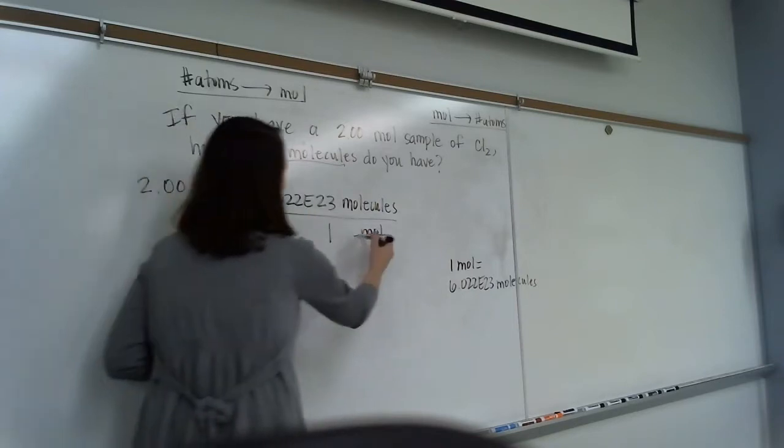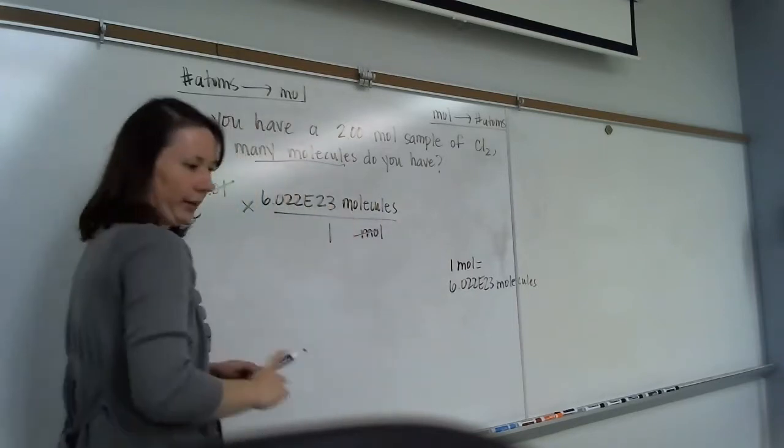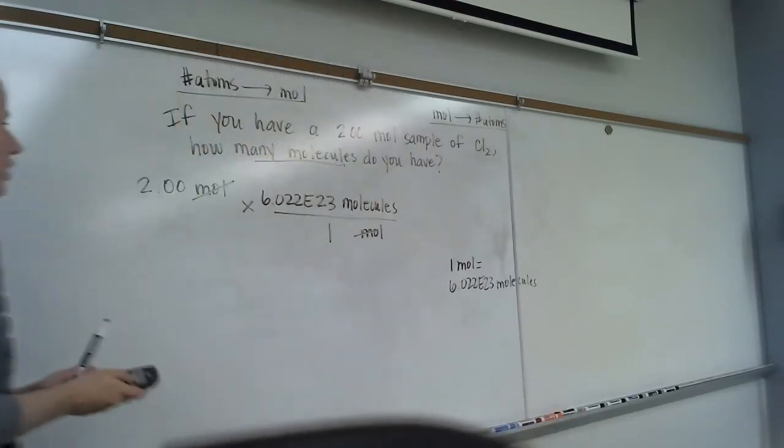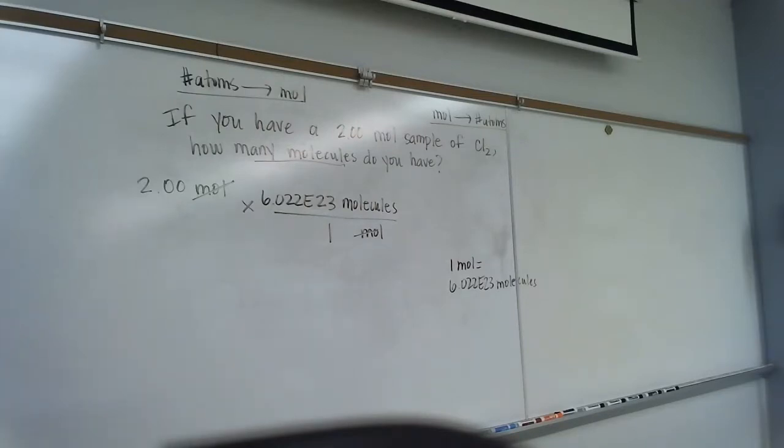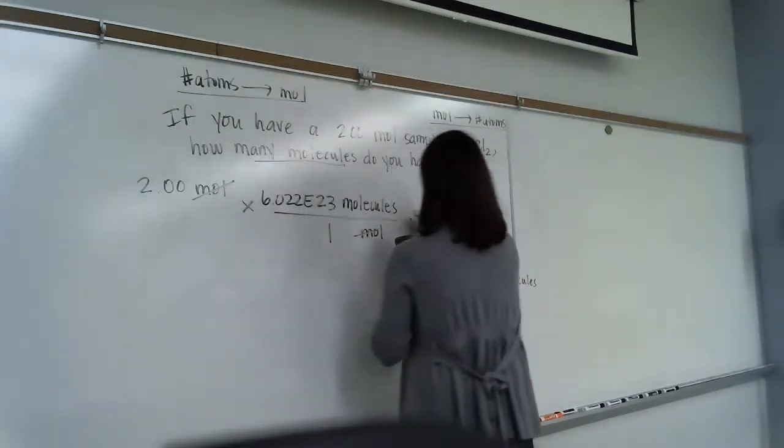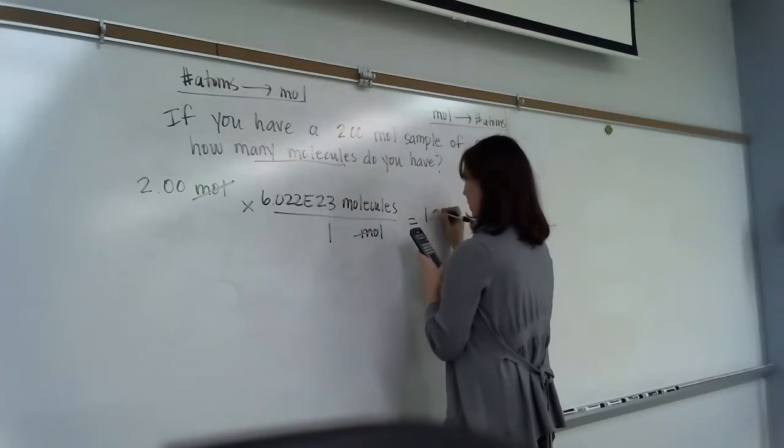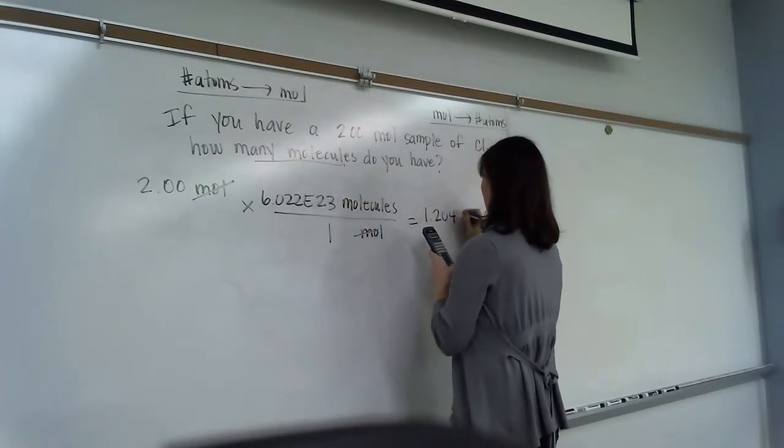So moles cancels, we multiply straight across and divide up. Dividing by 1 isn't going to change my number. So now I just say 2 times 6.022 times 10 to the 23rd. My calculator is not smart enough to figure out sig figs. It doesn't know anything about sig figs.